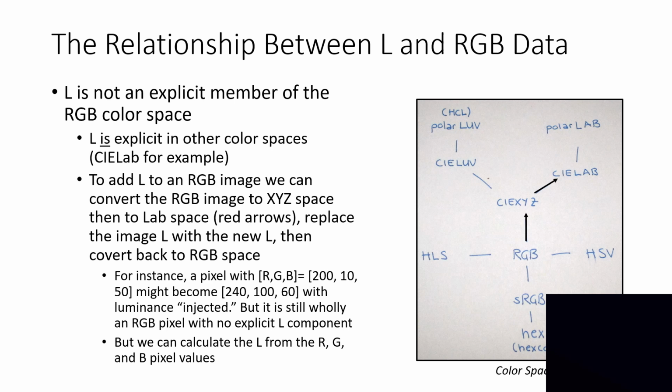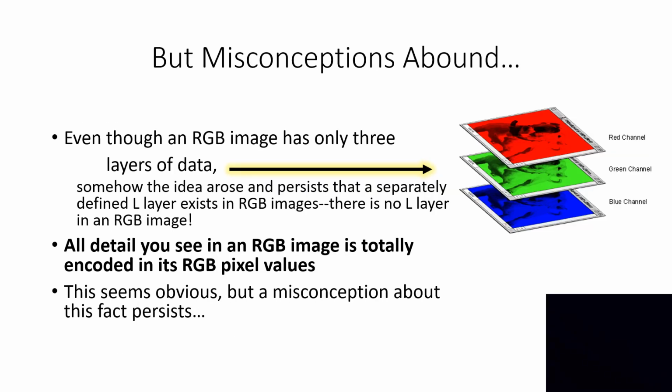But for instance, if we do something like that and we add an L, let's say it's a bright L, then in the RGB space when we get back, our pixel values have changed. For instance, maybe one of the pixels has a value of 200 in red, 10 in green, and 50 in blue. And it might become 240, 160, 110, but that's with luminance injected. But it's still entirely an RGB pixel. There is no L component expressly stated in that. It's RGB, and that's all it is.